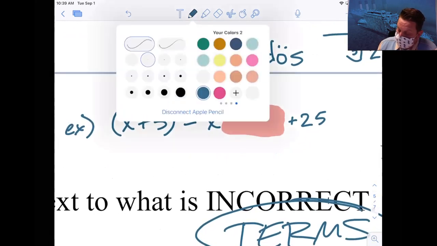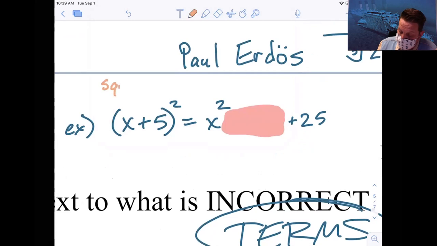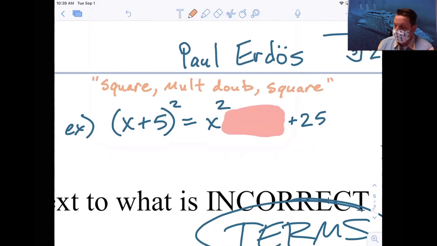Here's a little ditty that you can remember: "Square, multiply, double, square." It's not a very memorable ditty, but if you say it enough times, it works. Square, multiply, double, square.